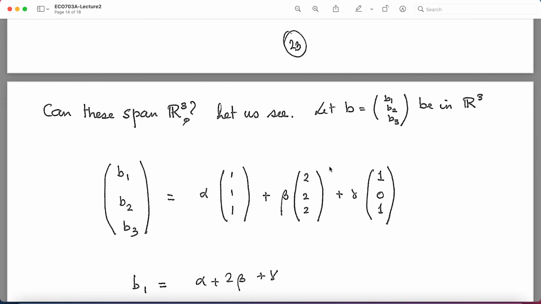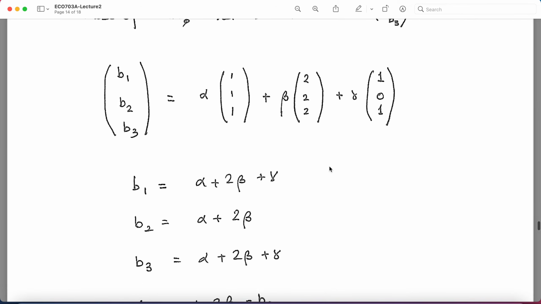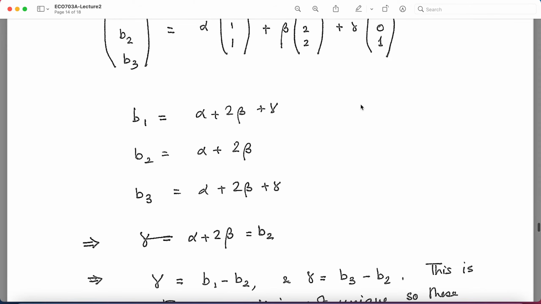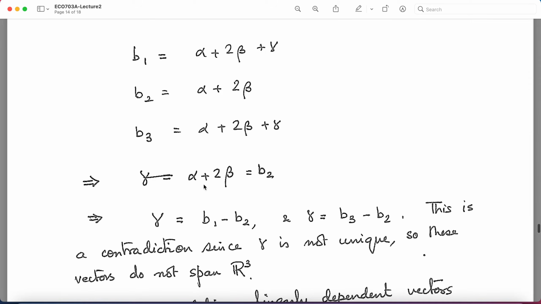So, you take B1, B2, B3 in R3, and they are not linearly independent. Can they span R3? Let us check the calculation. If you try it yourself, B1 would be alpha plus 2 beta plus gamma, B2 would be alpha plus 2 beta plus 0, B3 would be alpha plus 2 beta plus gamma. So, what do we have? From here, I am able to show that gamma could be B1 minus B2, and gamma could also be B3 minus B2.